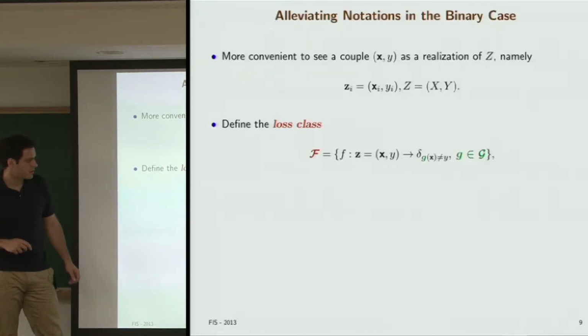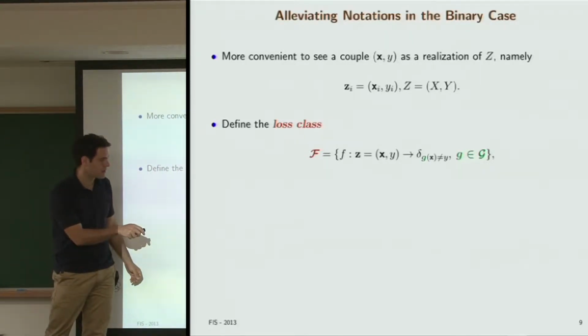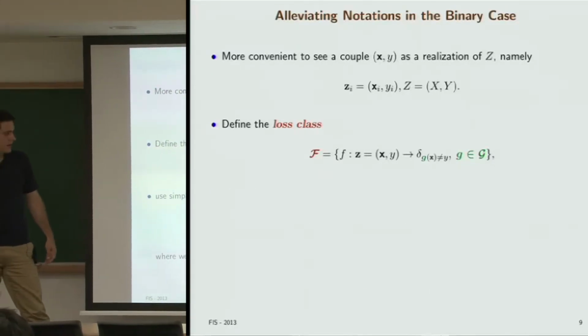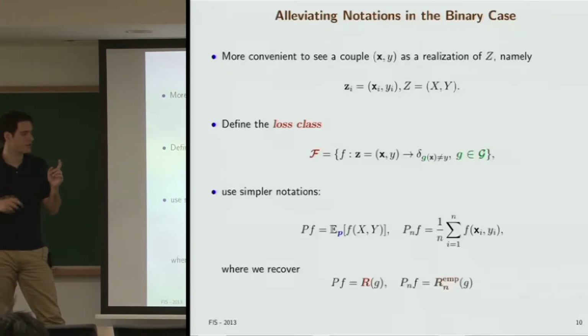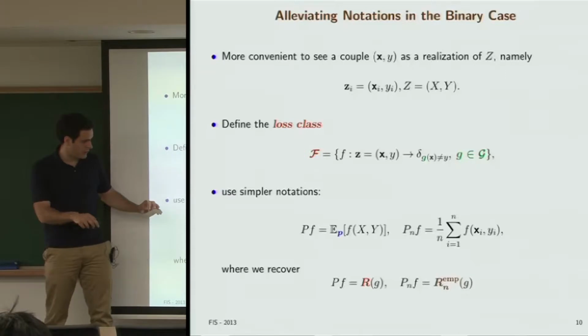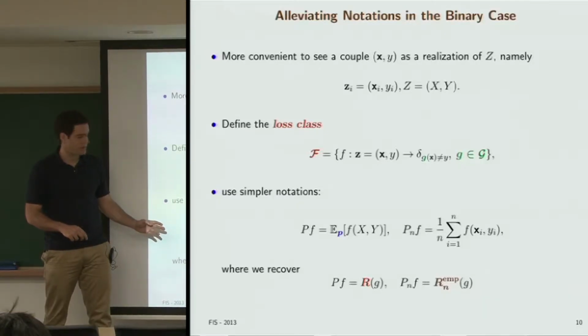So f is going to be a function which to a couple x, y just outputs 1 or 0. Okay, this is the Kronecker symbol. So this is 1 if g of x is not y, and it's 0 if g of x is equal to y. So this is the loss class. And if you make a mapping between one function g and one function f in the loss class, you will see that it's very easy to define the following notations. First, P of f, the operator P, probability P, will be the expectation with respect to P of f of x, y, or I should have written maybe z here, f of z. And Pn of f will be the empirical expectation operator applied to f, which is just simply the average of f of xi, yi.